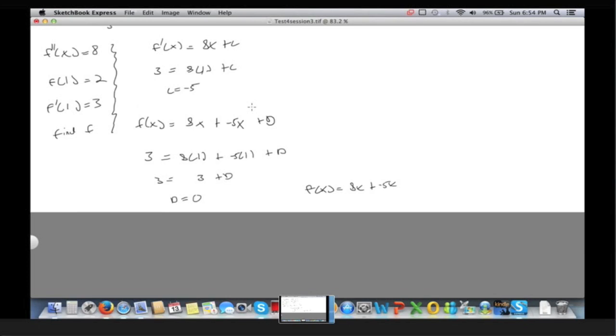Negative 5. Good. That's where we went wrong, though. That's correct, but what should we do with that? Where should we plug in that negative 5? Into f prime. Okay, but we never actually wrote that down, and I think that ended up confusing us. So let's write down what happens when we plug that in.